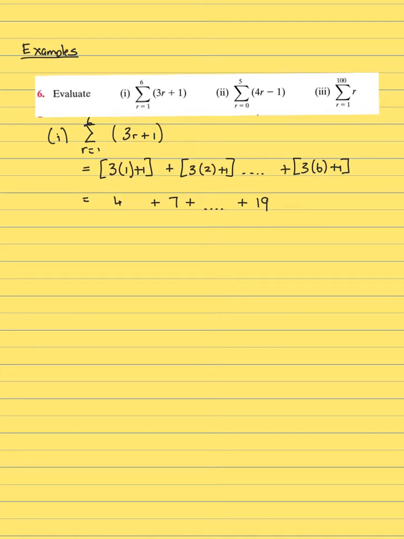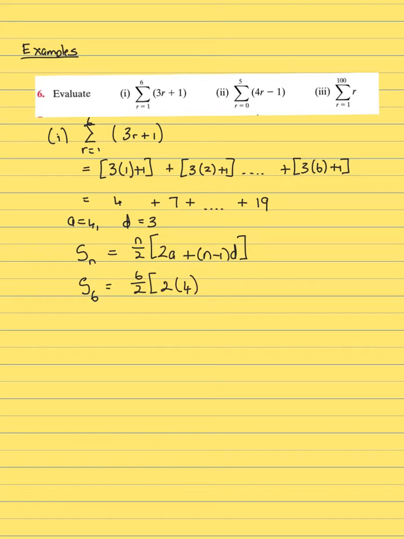We can see very clearly that the first term is 4, the common difference is 3, and we want to add up 6 terms. So we use the formula for adding up a series. So Sn is n over 2 times 2a plus n minus 1 times d. We always write out the formula. And then S6 would be 6 over 2 times 4 plus, well, if n is 6, n minus 1 is 5, times d, which is 3.